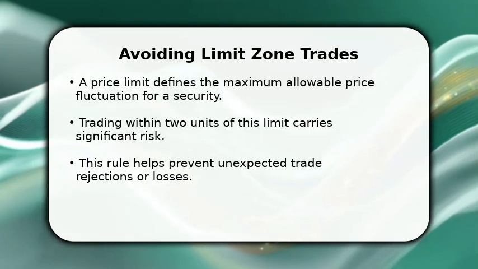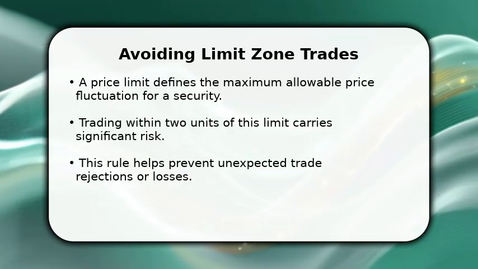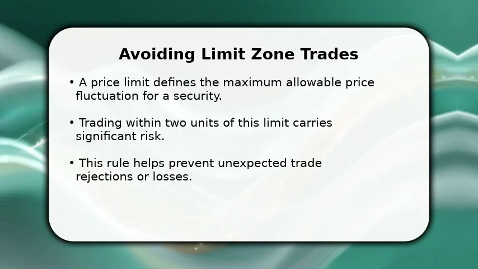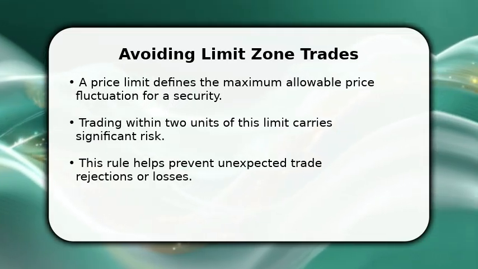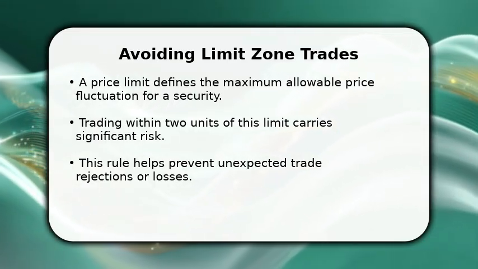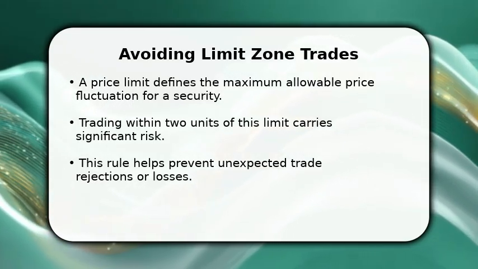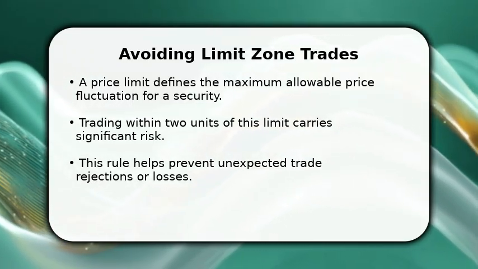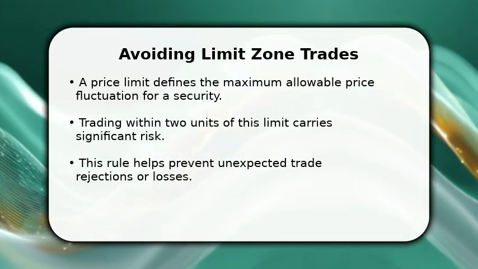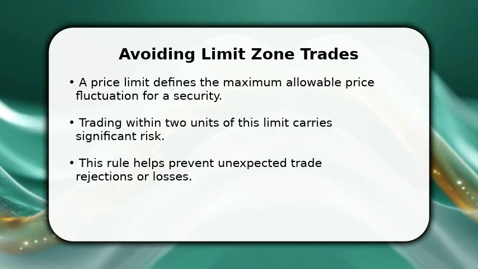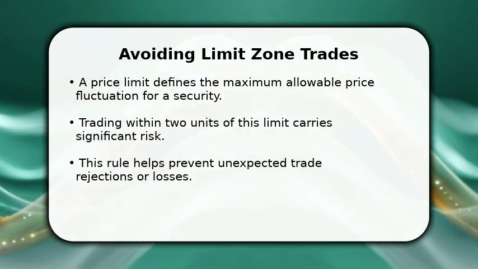In this video, I will explain how to ensure you are not trading within two of a price limit. To begin, understand that a price limit is a critical boundary set for a security's price movement. Trading too close, specifically within 2 units of this limit, can lead to unexpected order rejections or unfavorable executions. It's essential to establish a clear buffer zone to protect your trades and ensure they process as intended, maintaining market stability.